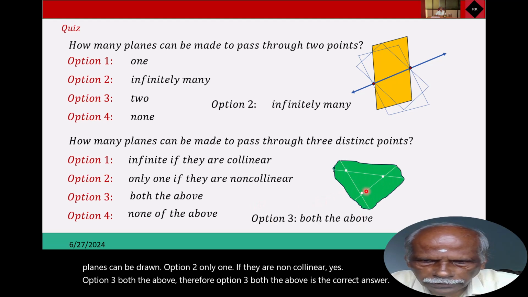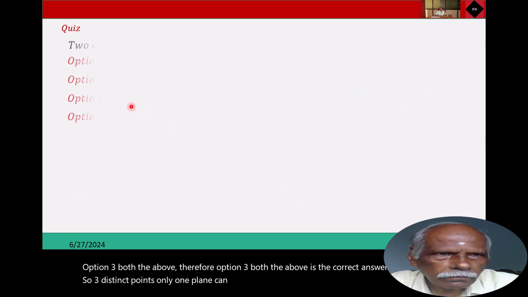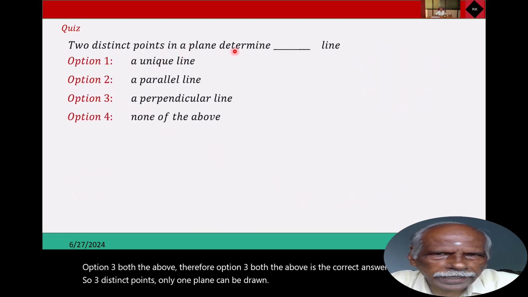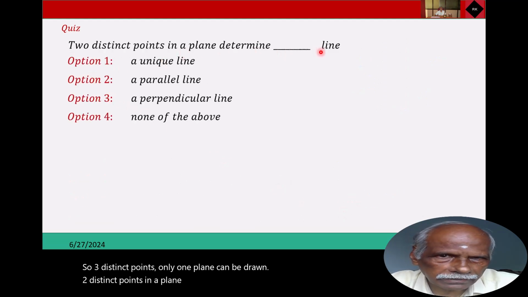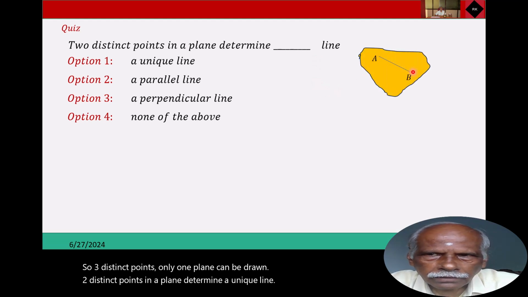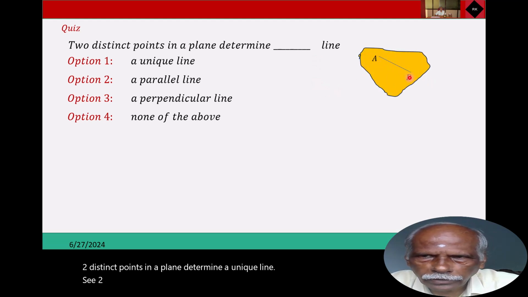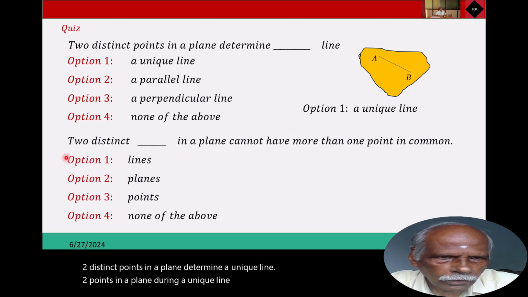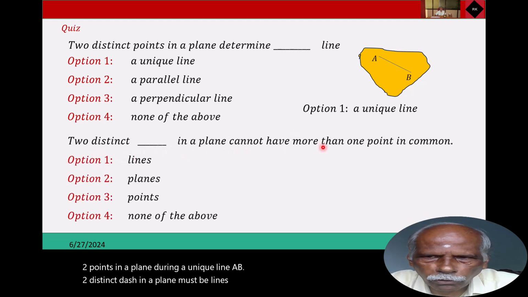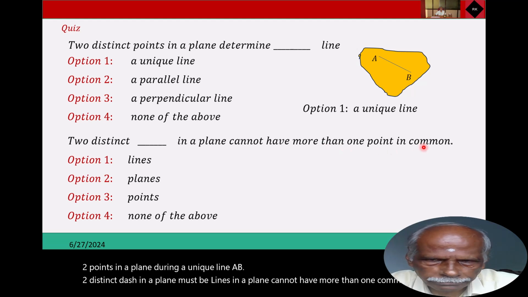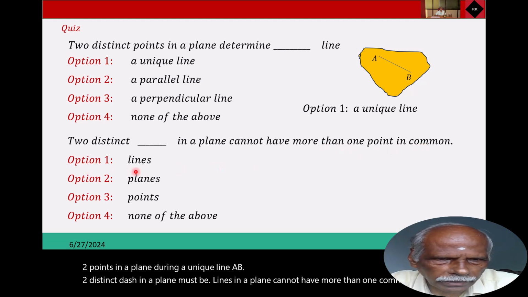So 3 distinct points, only one plane can be drawn. 2 distinct points in a plane determine a unique line. See, 2 points in a plane determine a unique line AB. 2 distinct lines in a plane cannot have more than one common point. Yes, option 1, lines, is the correct answer.